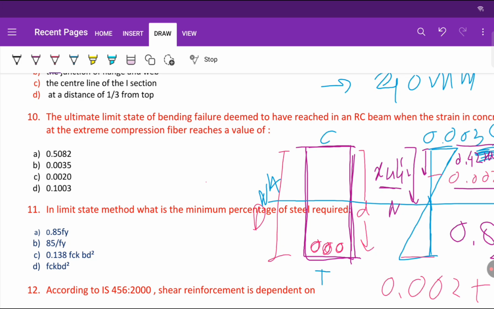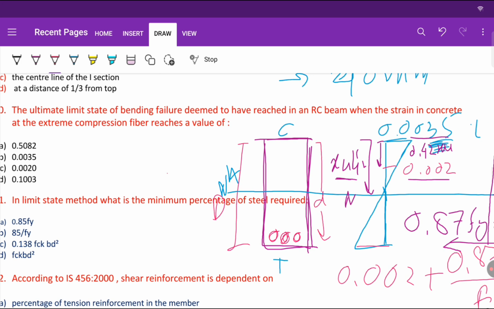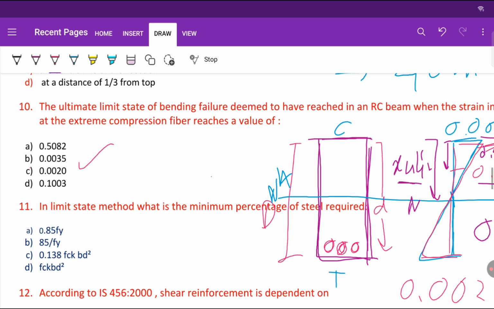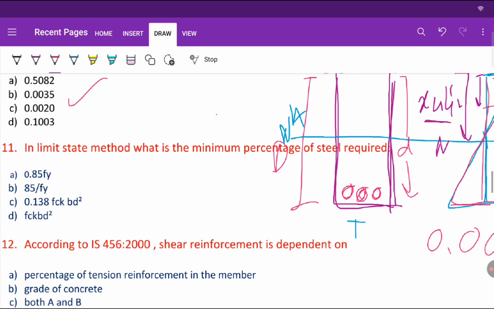Now the question is, at what maximum strain in the outermost compression fiber will the beam fail? That is 0.0035, right? In limit state method, what is the minimum percentage of steel required?